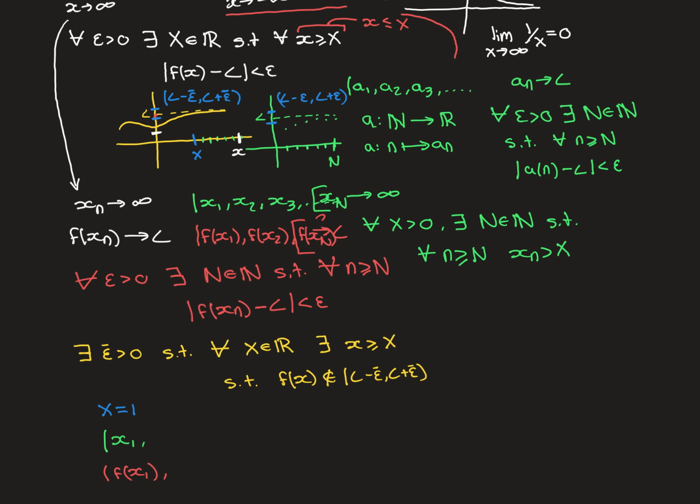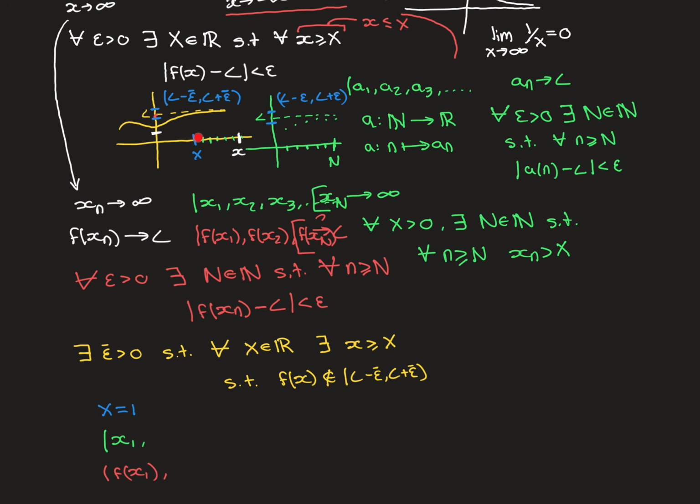So we are of course now going to use this to construct a sequence in the domain that tends to infinity, but its image sequence does not converge to L, thus contradicting our initial assumptions. So how are we going to do this? Well, we're going to start by considering big X equal to 1. So this is true for all x as an element of the real numbers, so it's going to be true for big X equal to 1.